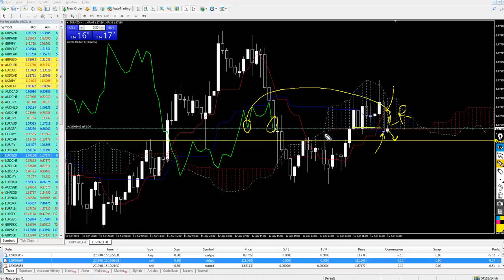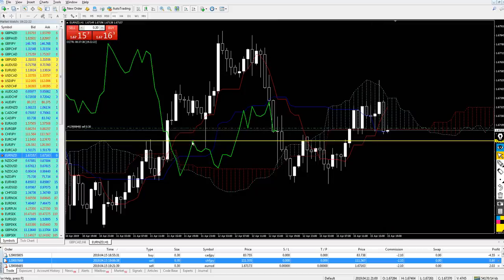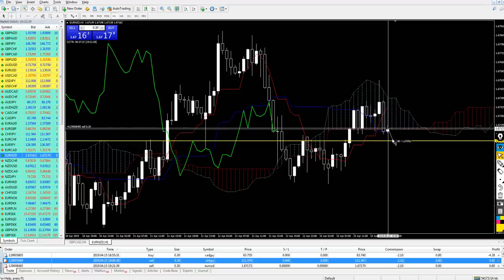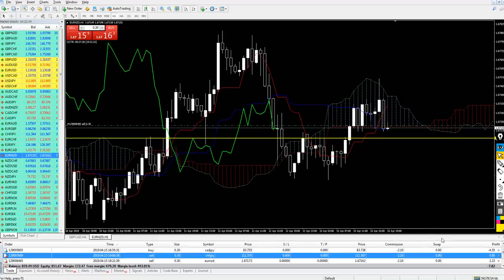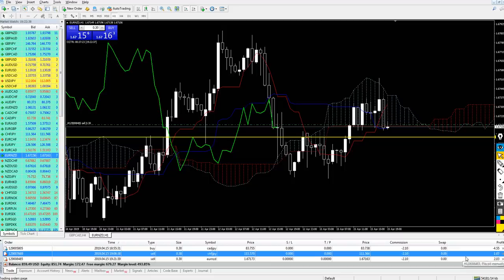So if I entered here, I will exit my trade at the nearest support or resistance, which is right here, because here we have the resistance. So I should get around 8 pips from this trade. So right now we have these 3 trades going on, 2 of them in profit.